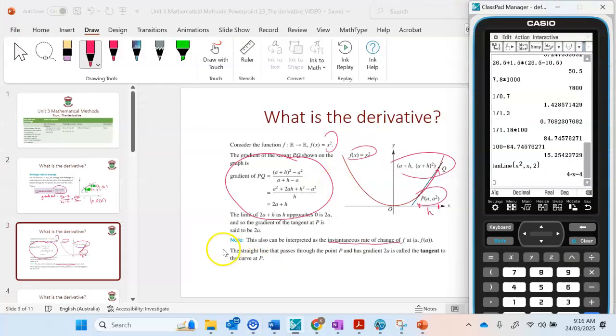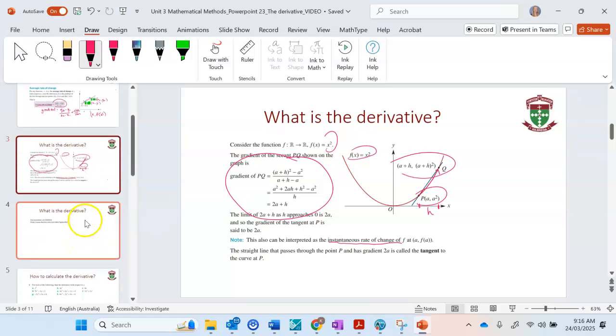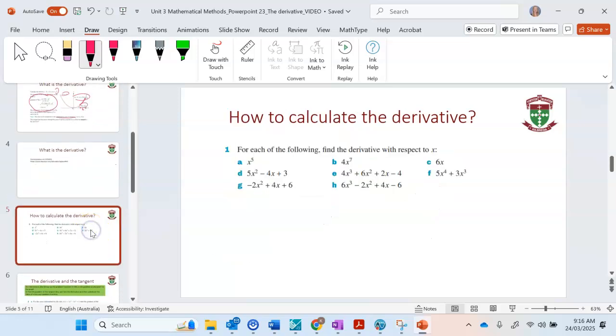Let's get stuck into actually calculating the derivative. Otherwise, we'll be here forever. So for each of the following, find the derivative with respect to x. What we do when we're finding the derivative is we just take our power, reduce it by 1, and then move it to the front. Actually, let me show you.